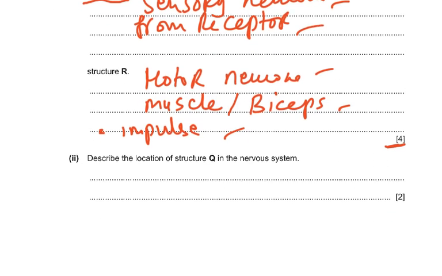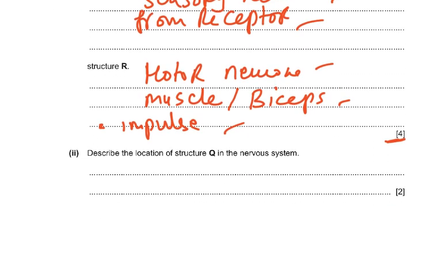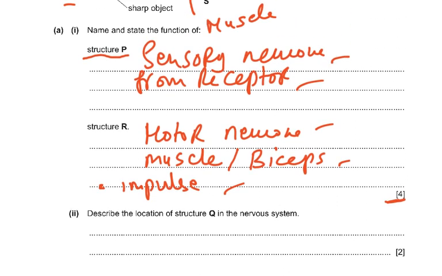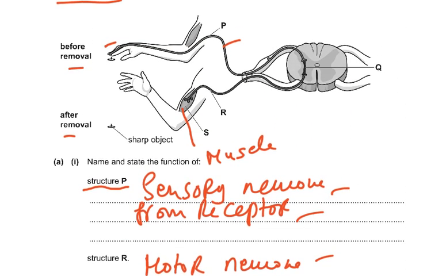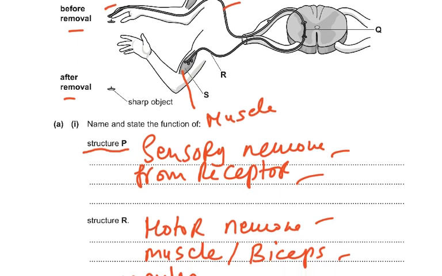Very simple. Describe the location of structure Q. Where is Q? Let's look at Q. Q is this. Q is the relay neuron. Now, where is the structure Q?